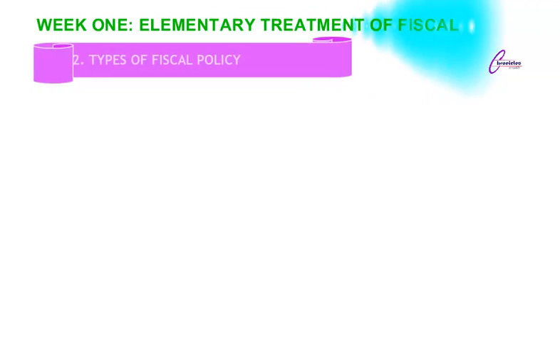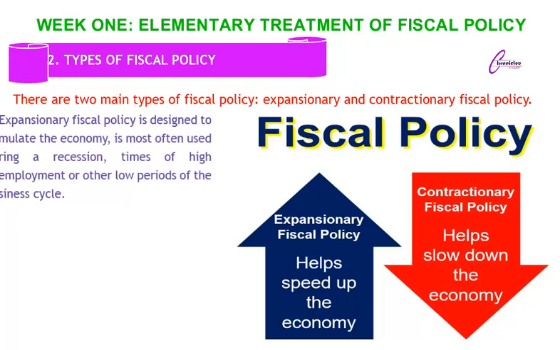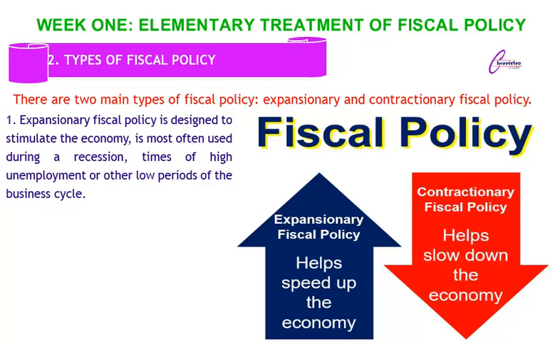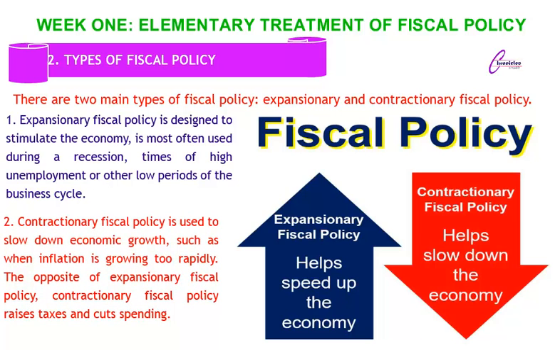Types of fiscal policy. There are two main types of fiscal policy: expansionary and contractionary fiscal policy. 1. Expansionary fiscal policy is designed to stimulate the economy, is most often used during a recession, times of high unemployment or other low periods of the business cycle.